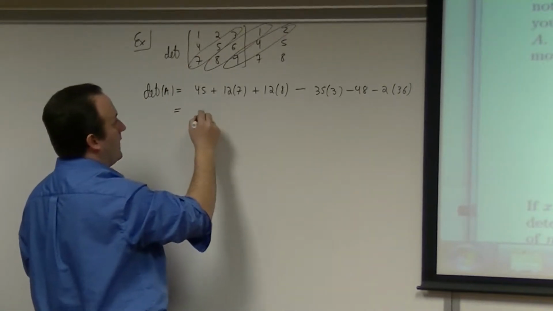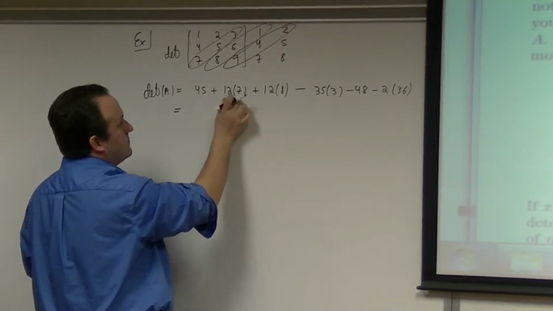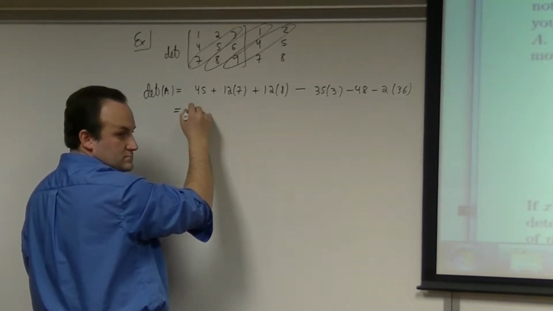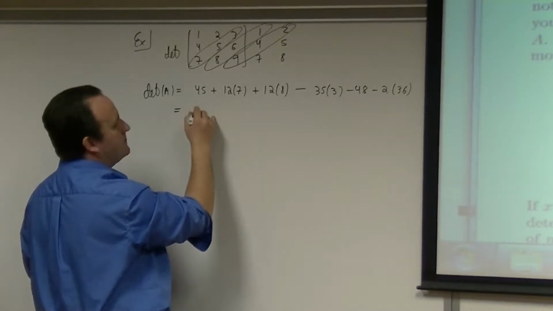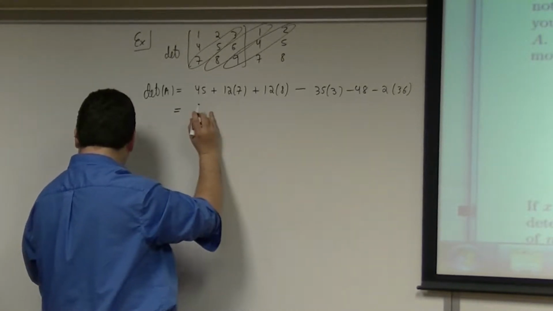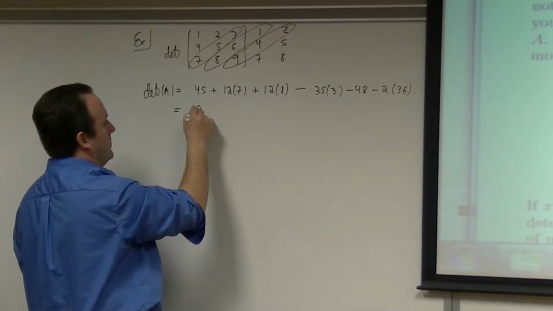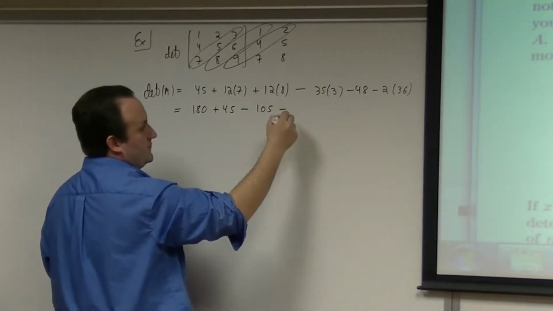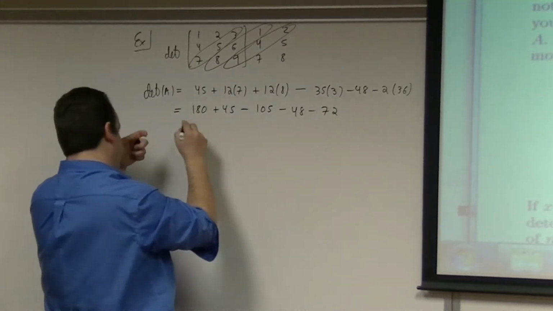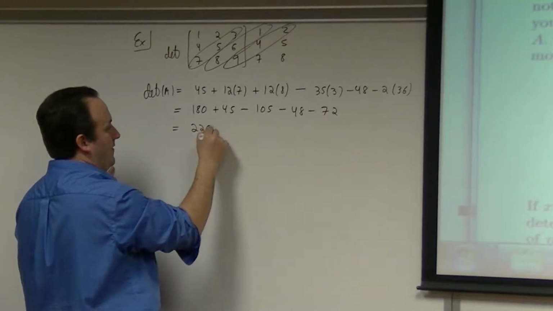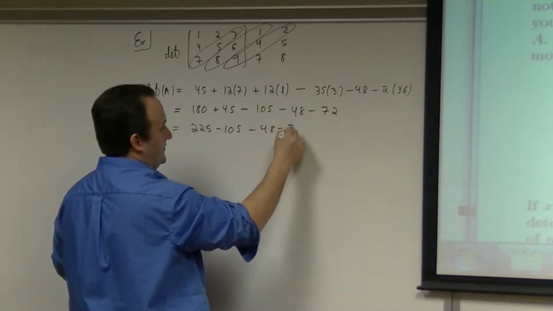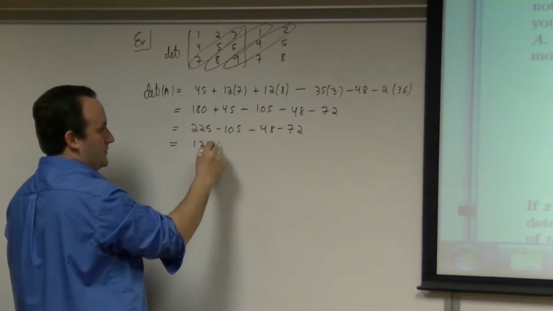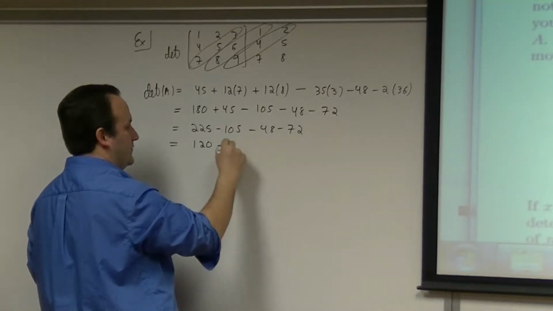What's that? That's 12 times 15, right? $180 plus 45 minus 105 minus what, 48 minus 72, which is what, 225 minus 105 minus 48 minus 72, which is 120 minus, what's this? 120, which is, as you said, 0.